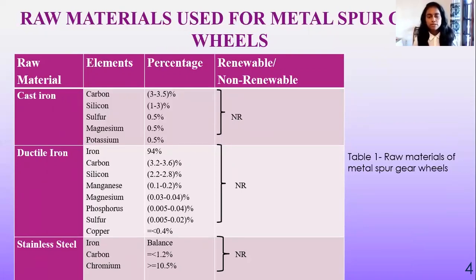When we talk about these raw materials, first I talk about cast iron. Carbon, silicon, sulfur, magnesium, phosphorus are the elements in cast iron. Then I am going to talk about ductile iron. Iron, carbon, silicon, magnesium, phosphorus, copper are the elements in ductile iron. And iron, carbon, chromium are the elements in stainless steel. And also they all are non-renewable. These element percentages are given in the table.